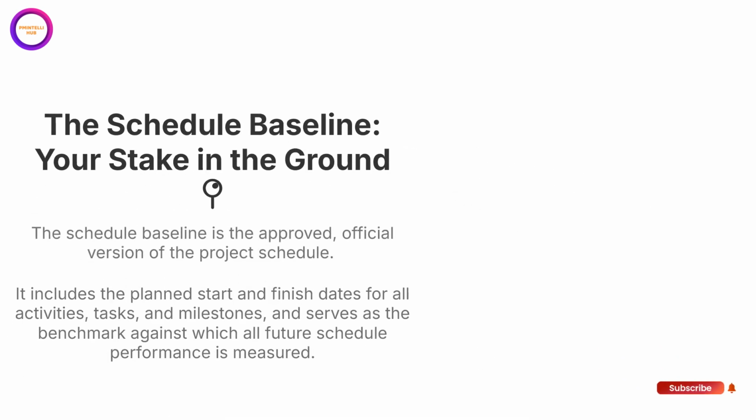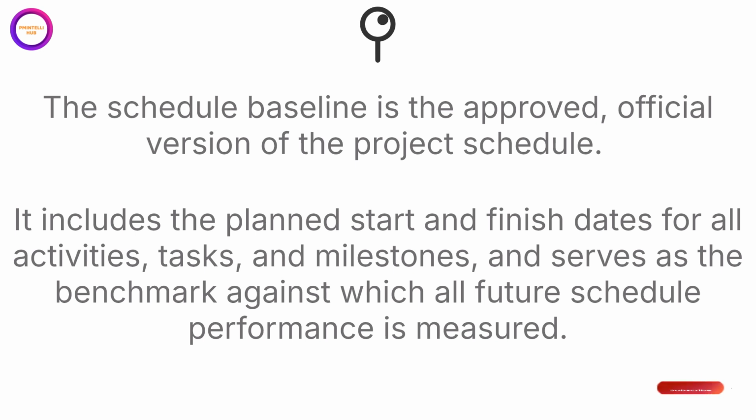So what is it? As the definition on the left states, the schedule baseline is the approved, official version of the project schedule. This isn't a draft or a what-if scenario. This is the version that has been reviewed, agreed upon, and formally signed off on by the key stakeholders. It contains the planned start and finish dates for every single activity, task, and milestone we've identified.